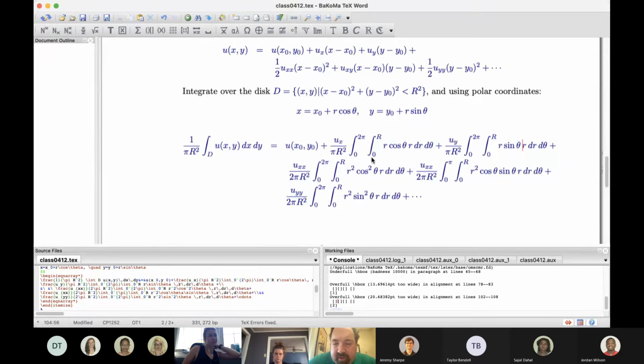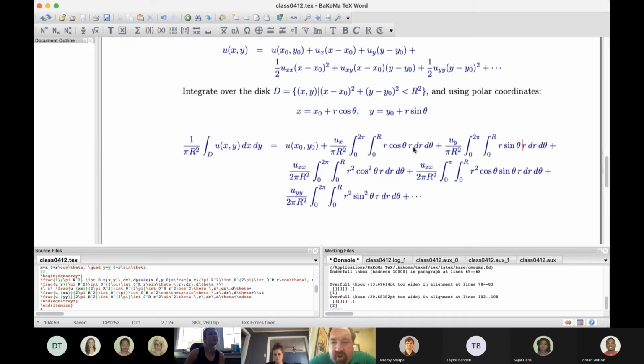So now I'm evaluating all of these. But the thing is, here I'm integrating with respect to r and theta. But I have a function of r times a function of theta. I can separate these into a product of two integrals, one with respect to r, one with respect to theta.